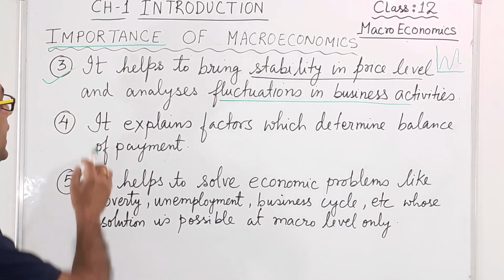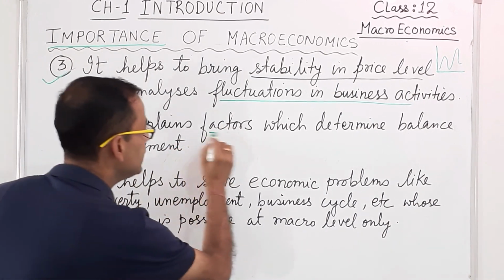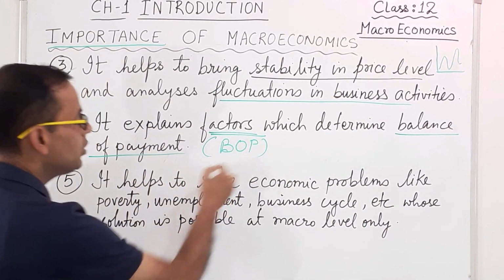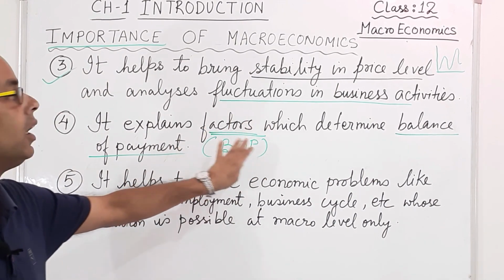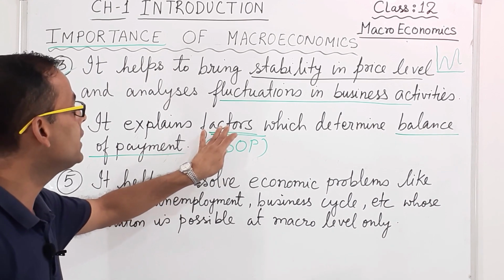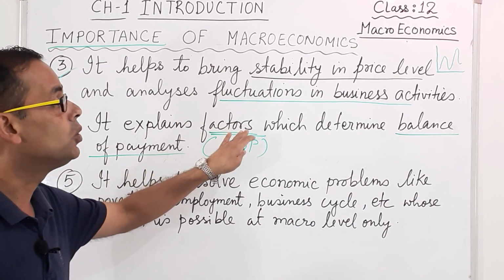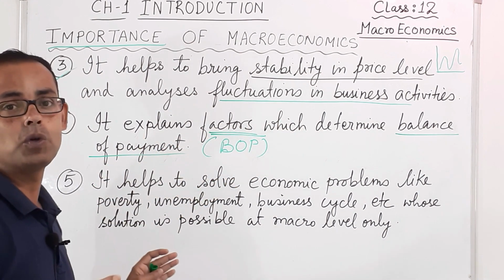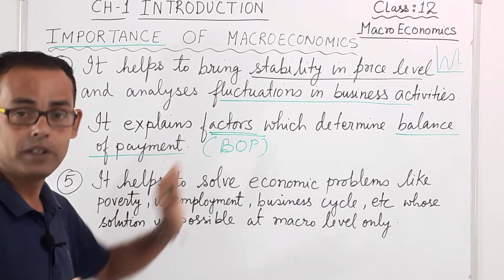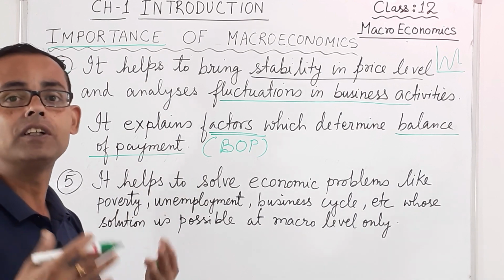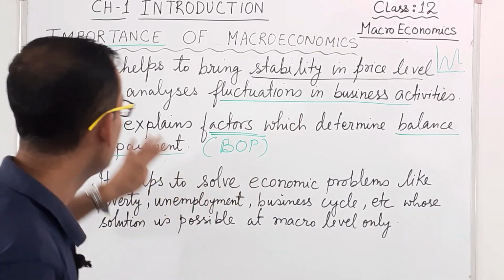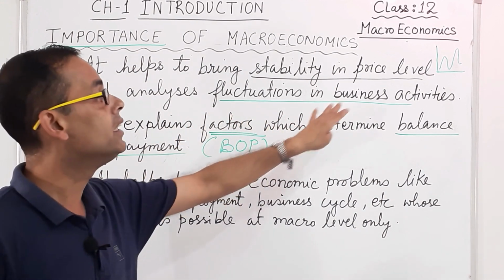The fourth one: it explains factors which determine the balance of payment, BOP. Which factors determine the balance of payment? We will study BOP afterwards. Macroeconomics helps us to understand the factors responsible for determining the BOP. Now suppose there is a deficit BOP. What are the causes for deficit BOP? Deficit means shortage. And what remedial measures do we have to adopt so that we can control this deficit balance of payment? So it helps us to determine the balance of payment.